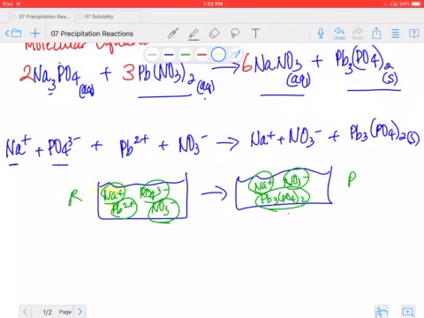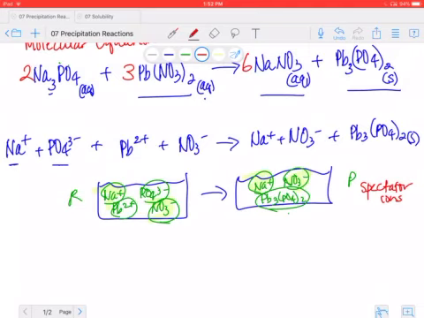So we have the sodium here and the nitrate here, and then I still have sodium and I still have nitrate on the other side. So those particles are exactly the same before and after the reaction. We have a special name for these. These are called spectator ions. That's a term that you want to know. Spectator ions are ions that are present, but not actually participating in a reaction.